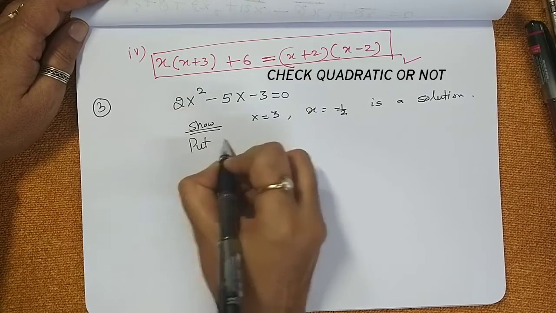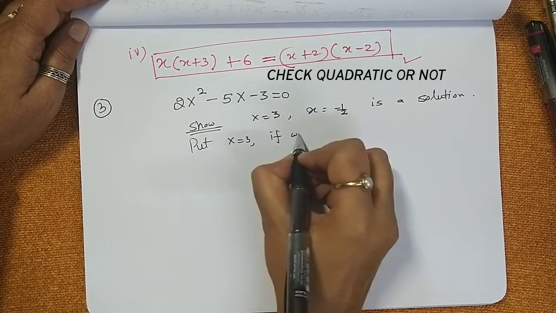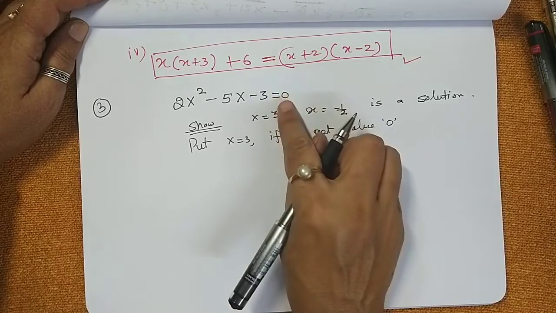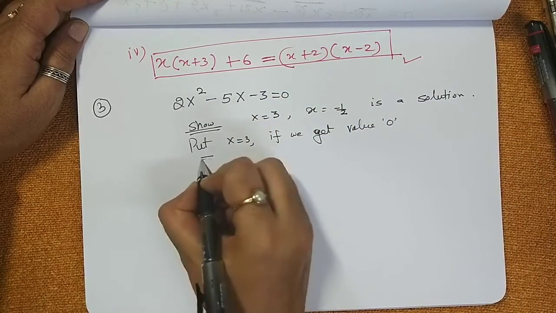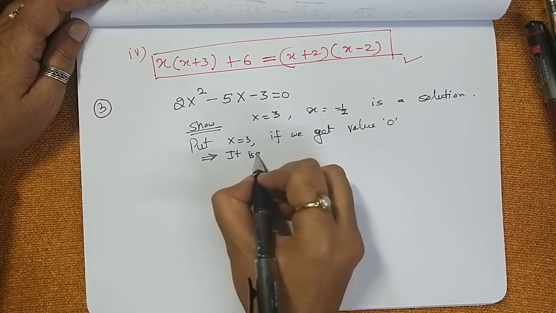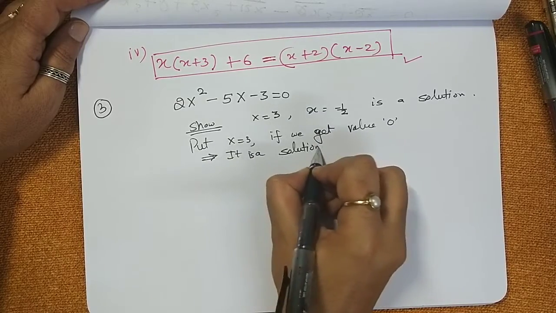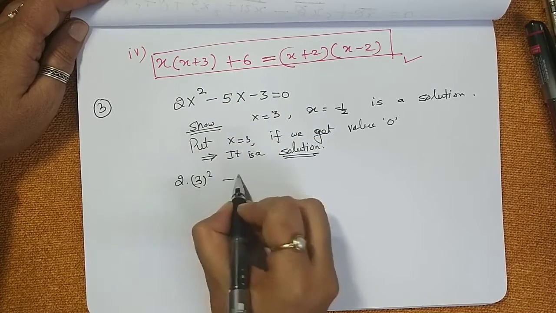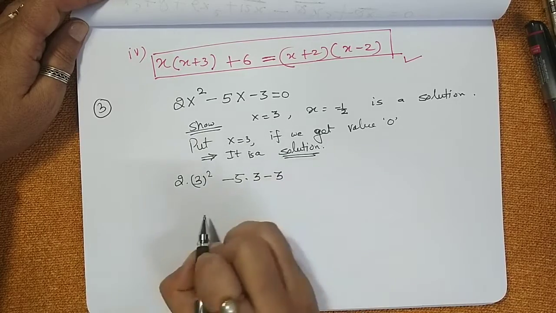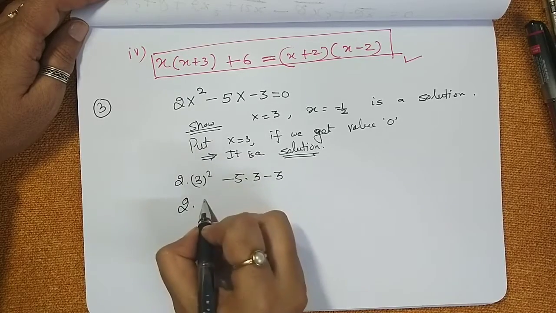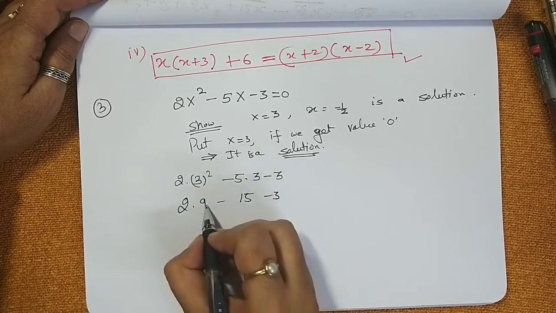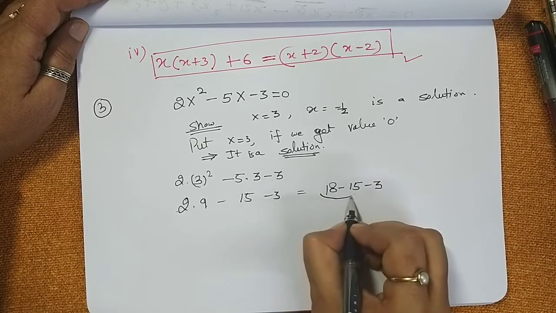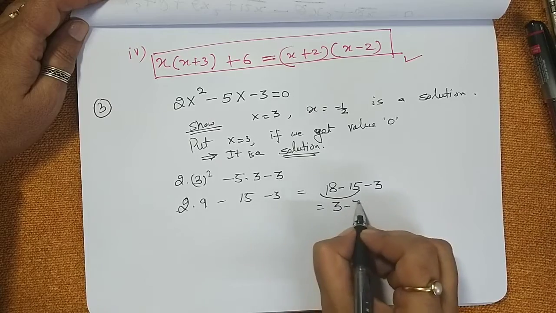So what we have to do? Put x is equal to 3. If we get the value 0, which is provided here, that means it is a solution. Okay. So I will put x is equal to 3 here. So 3 square minus 5 into 3 minus 3. Okay. 3 square is 9 minus 15 minus 3. Now 9 twos are 18 minus 15 minus 3. Correct. What is 18 minus 15? It is 3. 3 minus 3 is 0.